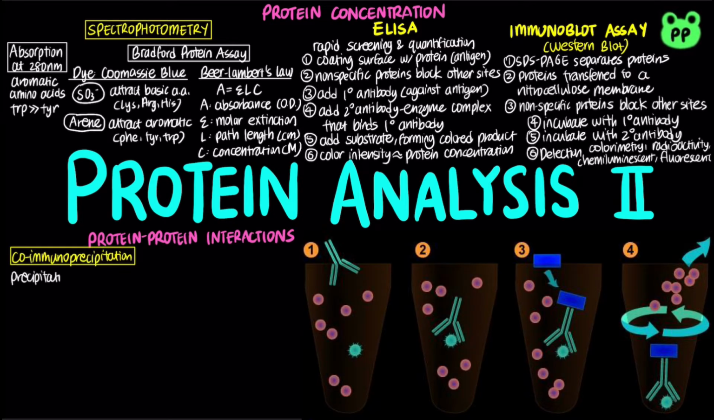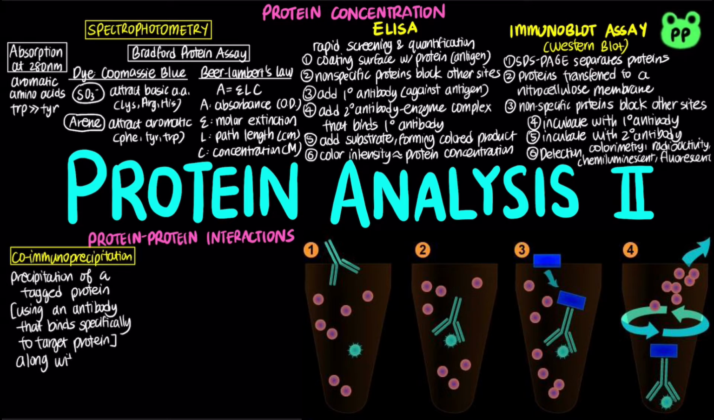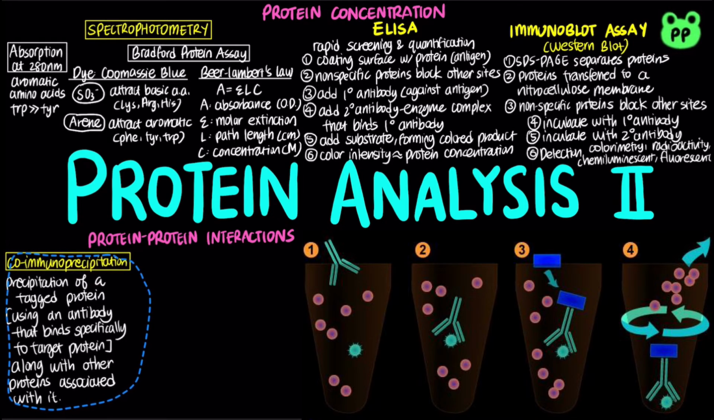There are three main ways to measure protein-protein interactions. Co-immunoprecipitation is the precipitation of a tag protein by using an antibody that binds specifically to the target protein along with other proteins associated with it. Identifying the associated proteins reveals some intracellular protein-protein interactions of the tag protein.